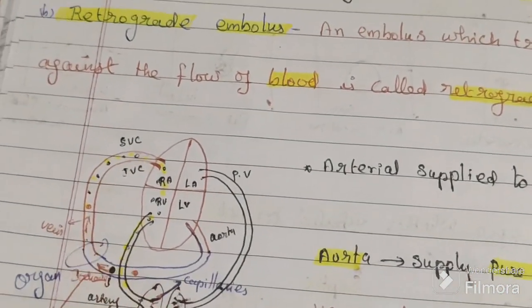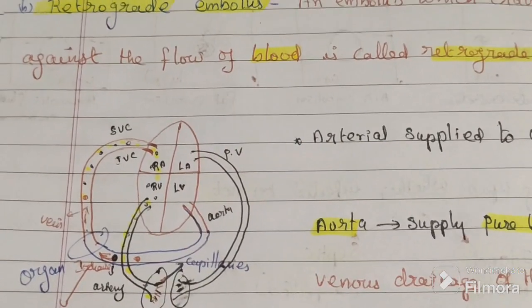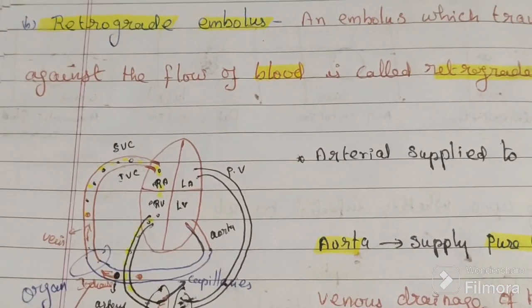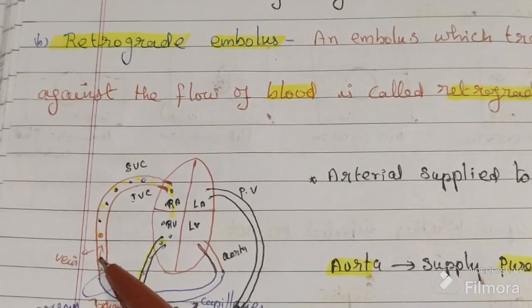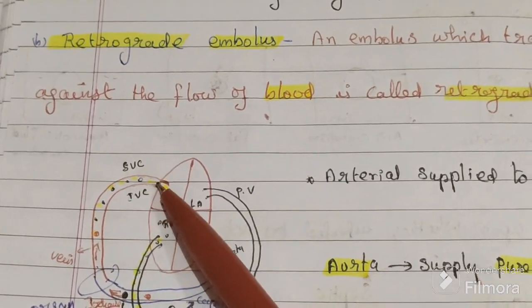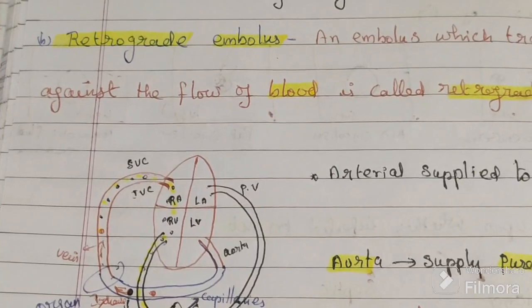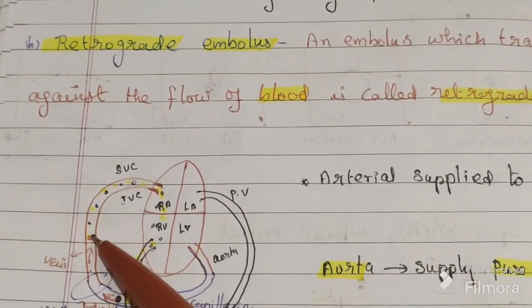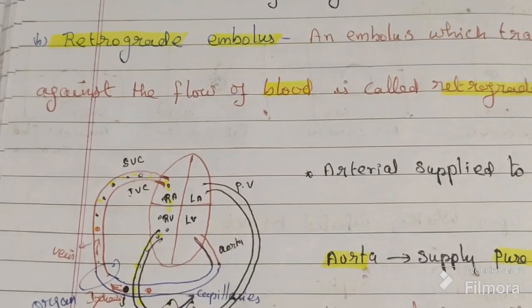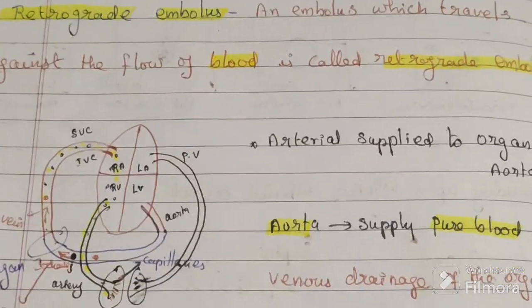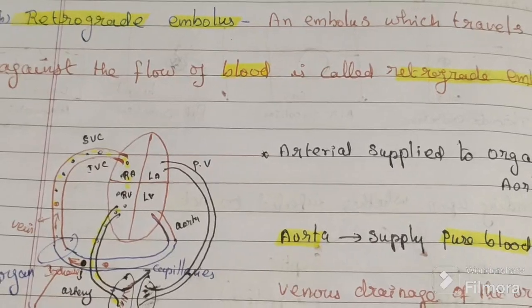But what happens if that embolus is present in a vein? Here the vein is involved, so what is the consequence? What will happen? This embolus will go into this vein and keep on moving, through any vein of the human body.